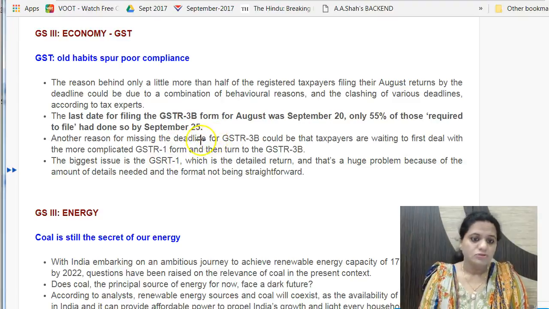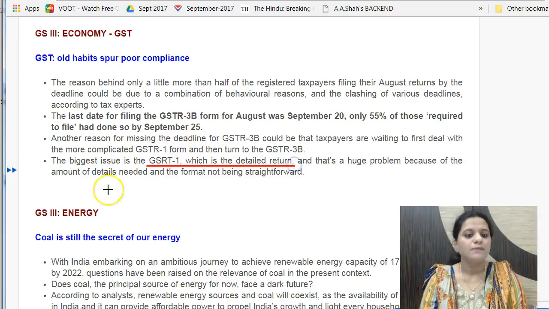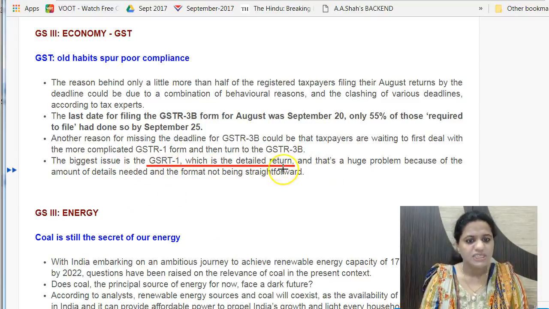But it has been seen that only 55% of those who were required to file have done so, even by September 25. It is said that GSTR 1 is a detailed return, and it's a huge problem because of the amount of details needed and the format, which is not straightforward. So it becomes a big issue for businesses. Once the GSTR 1 form is filled, then the GSTR 3B is much simpler. These are the complications which taxpayers are facing, because of which we are even seeing delay, and compliance has gone down for the second month, August, for GST.